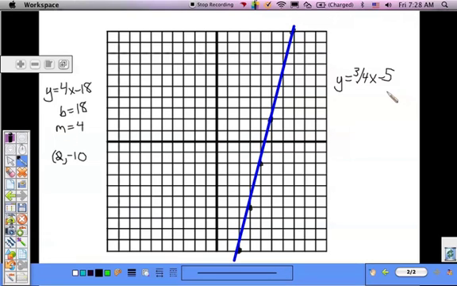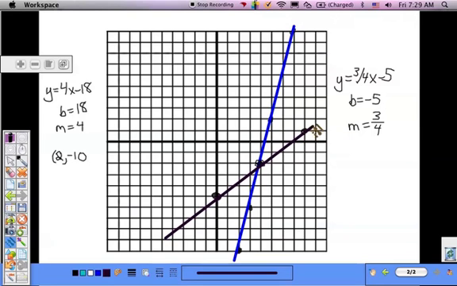The second line turns out to be a little bit easier since our y-intercept is on there. Our y-intercept of negative 5 and our slope of 3/4. So from our y-intercept, rise 3, over 4. We can see we already have where that line crosses.